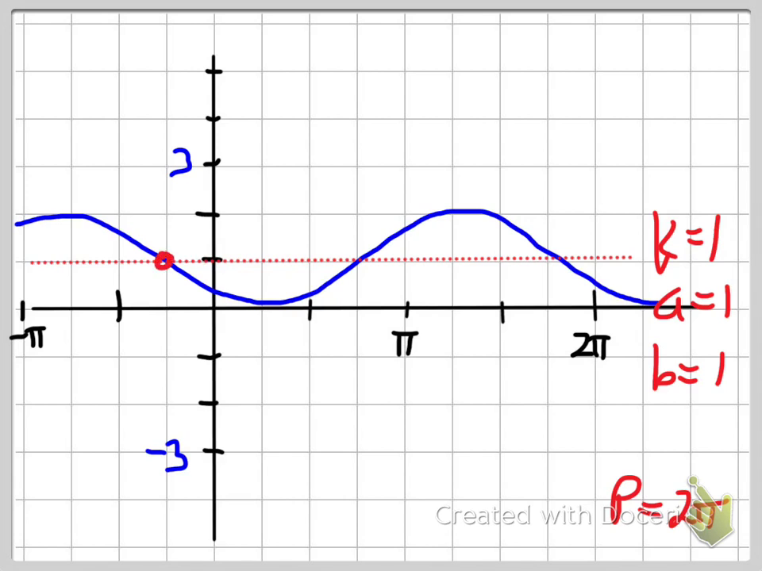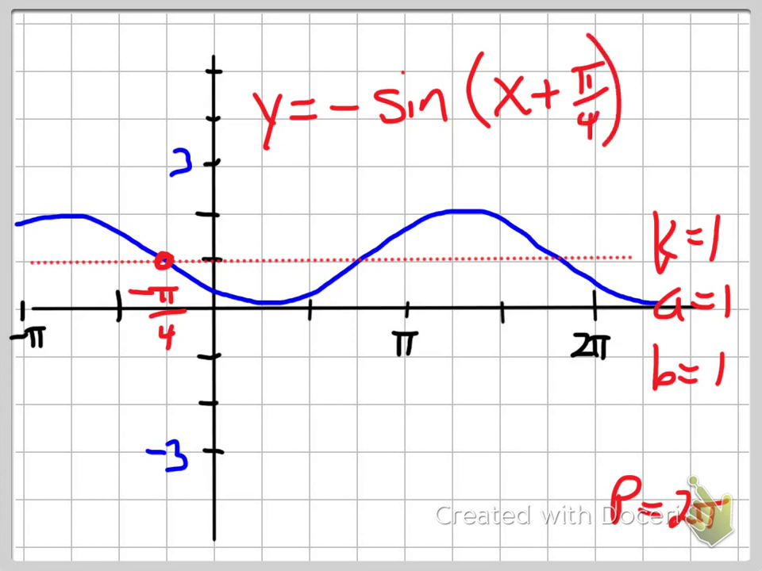If I wanted to start right there, that would be a negative pi over 4. So my equation would be y equals, I'm starting on the midline going down, so it's a negative sine. My A value is 1, so negative 1 sine, or just negative sine. My B value is 1, so I don't need to write that. X plus pi over 4, plus because I have a negative pi over 4, I went to the left, and then plus 1 for my K value.